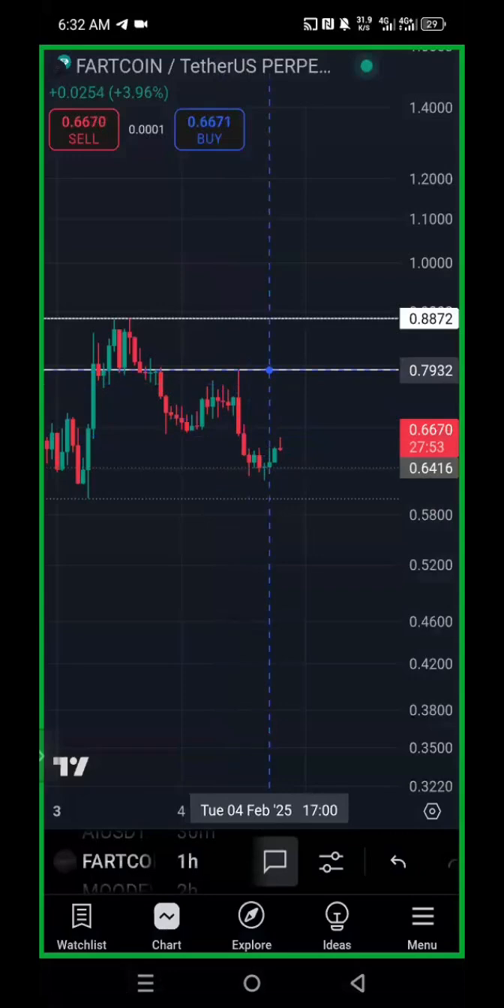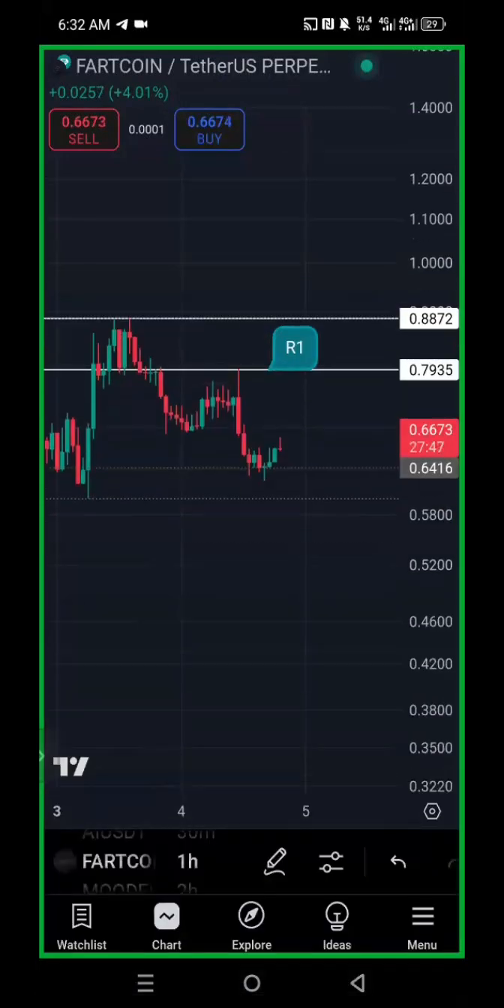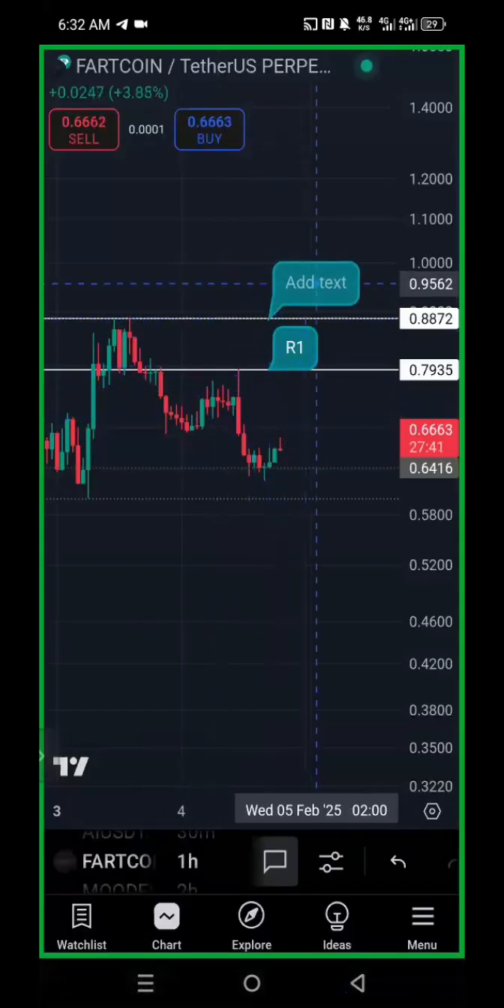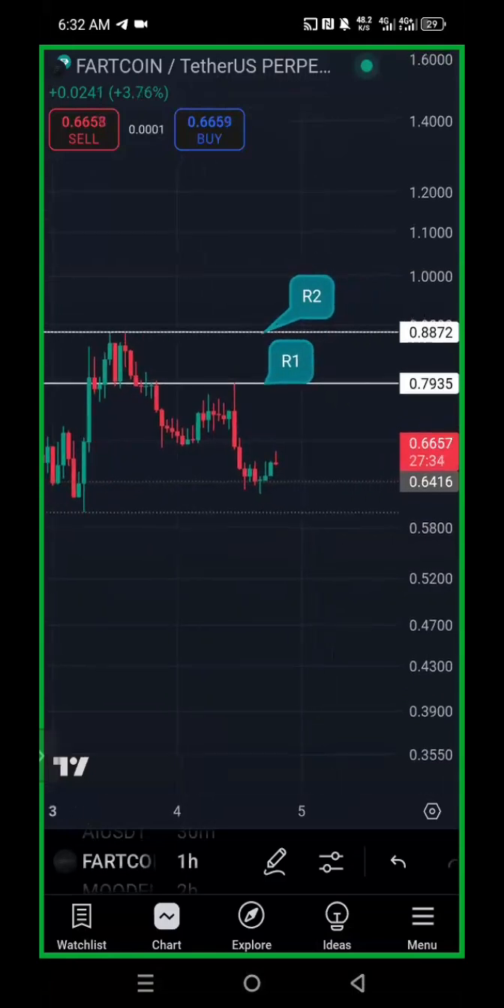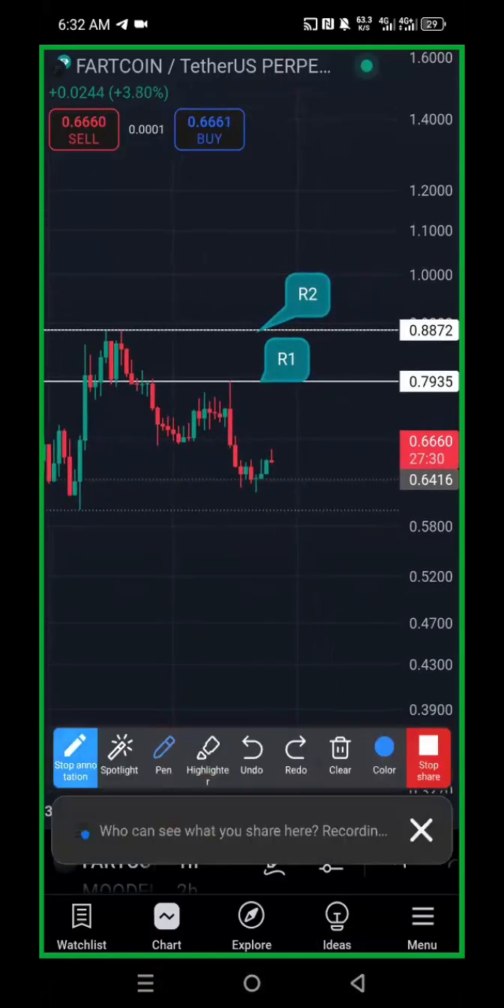So this would be our R1. And then the second one will be our R2. Then to establish our support 1 and support 2, we come back to where our current market price is.